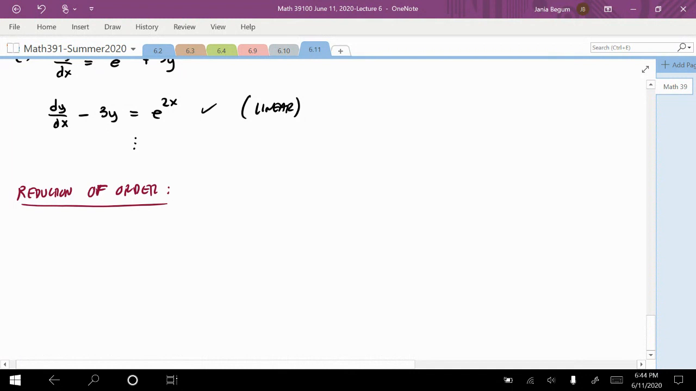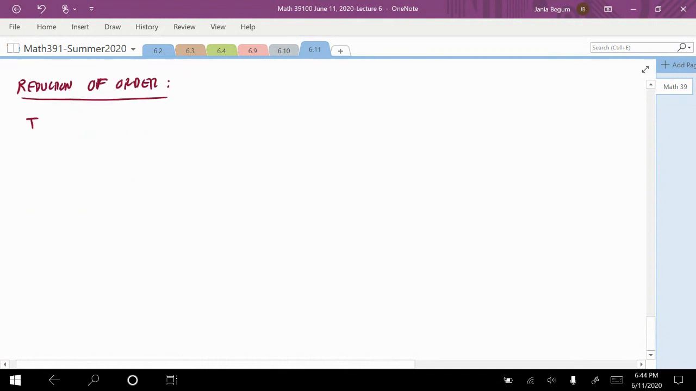So type 1, let's call type 1 to be the following. We're going to do this more in chapter 3, so this method is very useful in the future as well. Type 1 is where you have an equation and the dependent variable is missing.